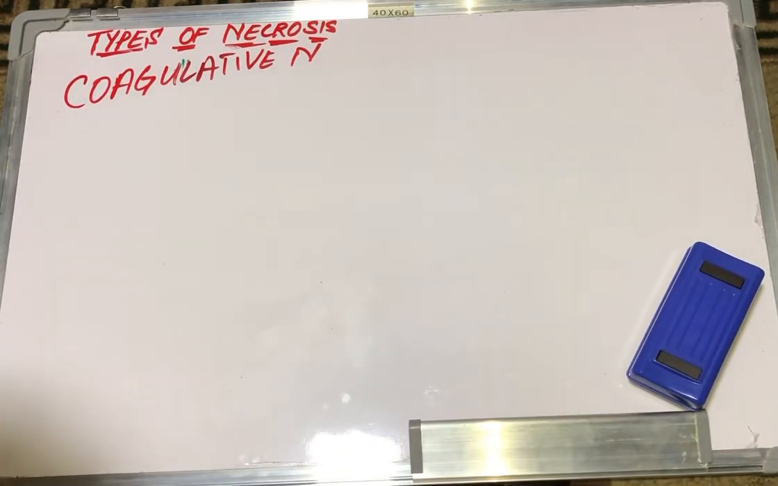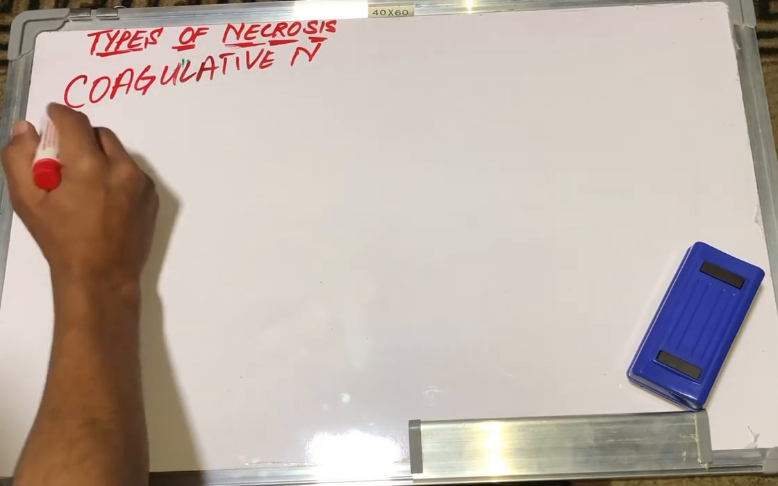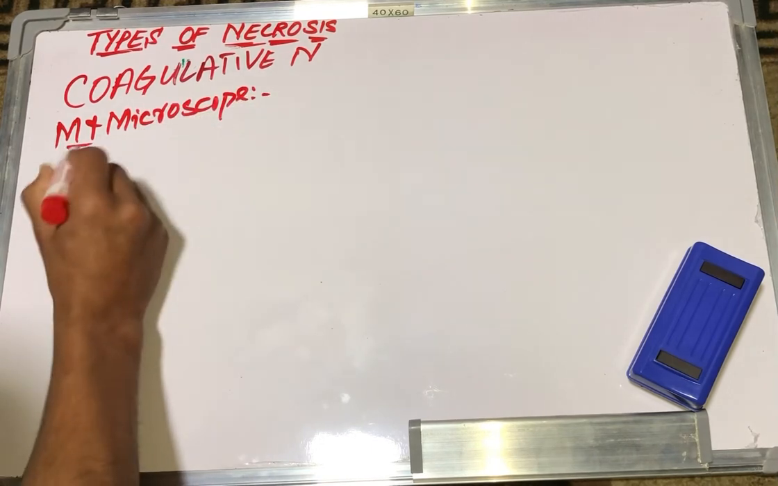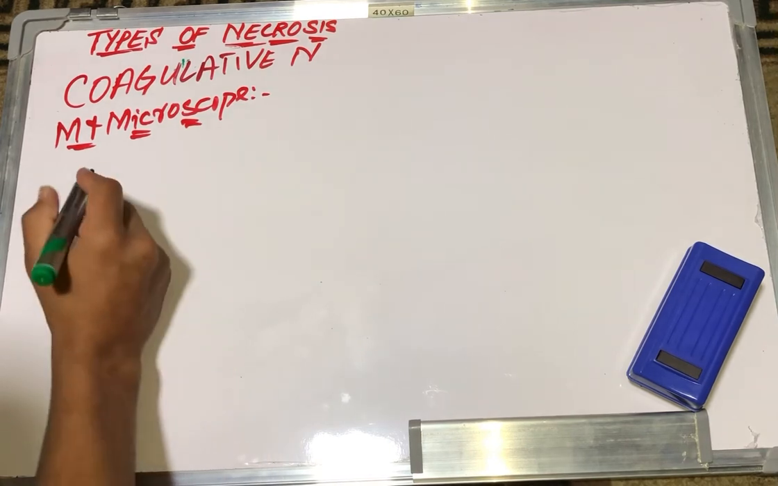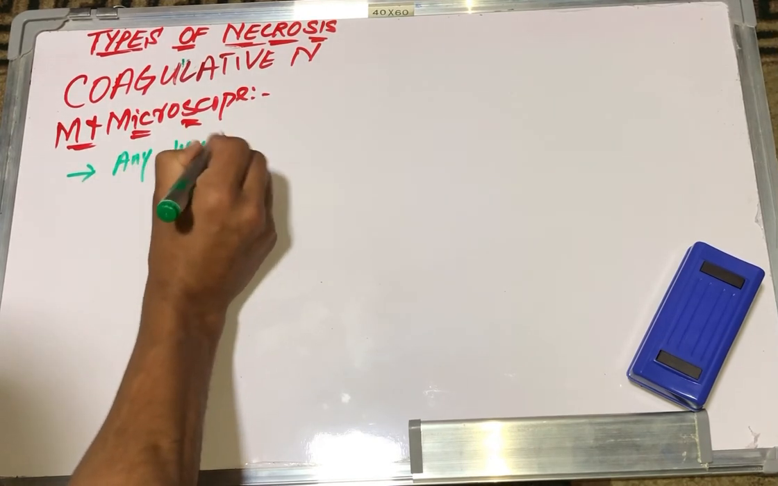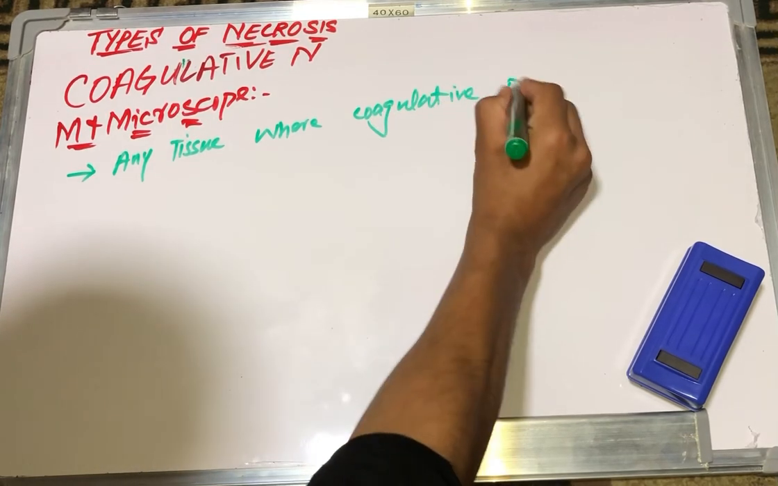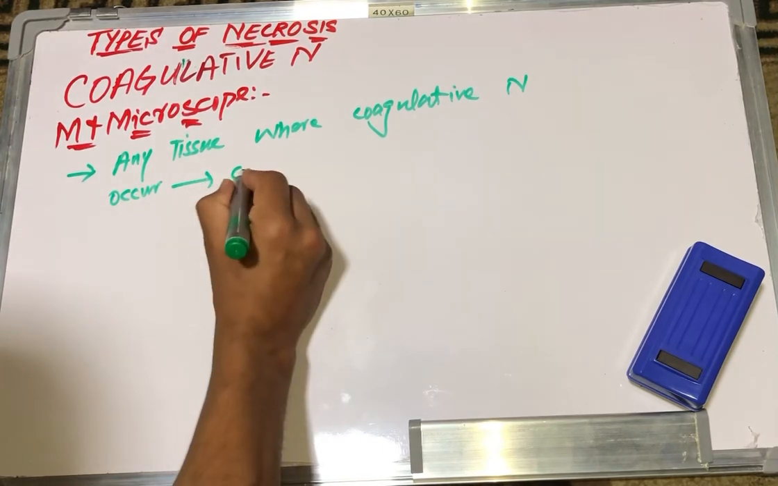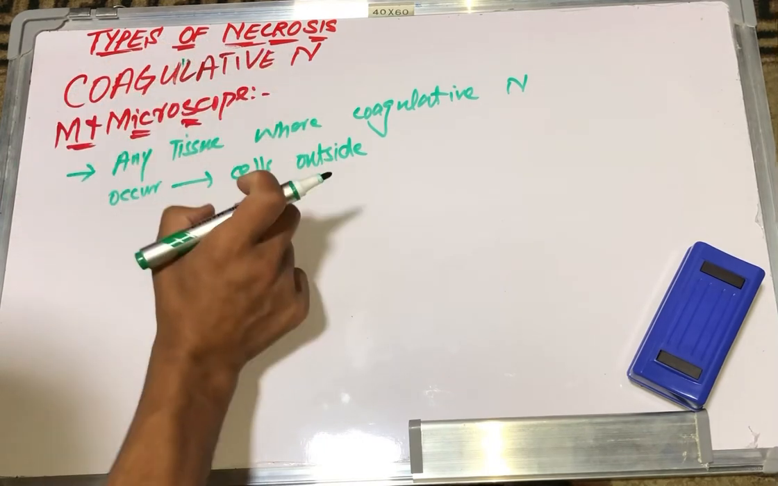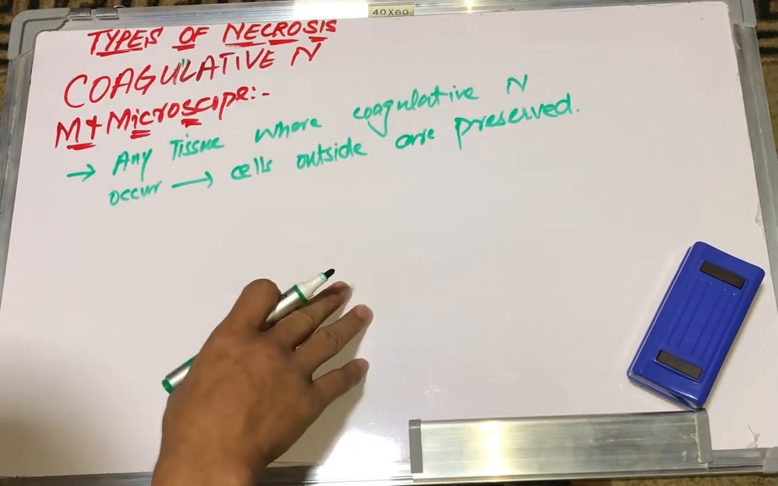If we want to see the morphology of coagulative necrosis microscopically, how it looks under the microscope: in the tissue where coagulative necrosis occurs, the cells outside that tissue are preserved, meaning there is no necrosis inside those cells.